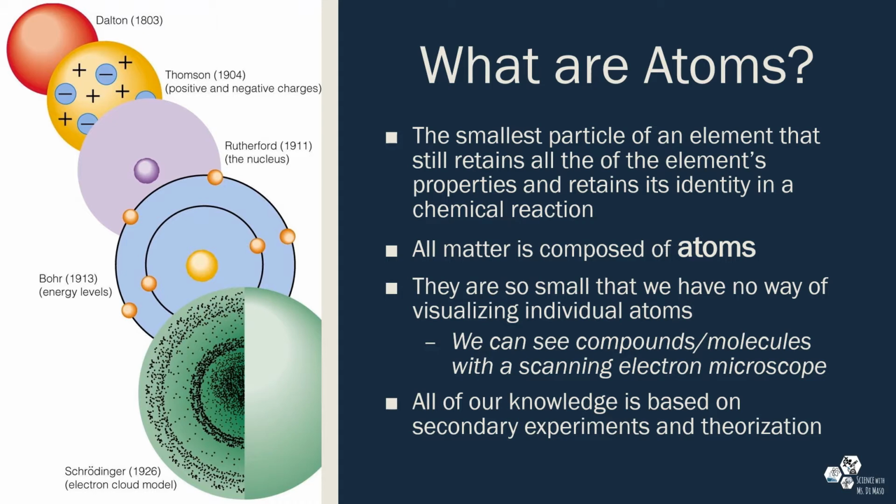They're so small, though, that we have no way of visualizing them. Yes, we can see compounds and molecules now with very powerful scanning electron microscopes, and there was a first image of an atom very recently published in the past year or so. But we can't really visualize them on a scale that makes any sense to us. They're still these blurry images that don't really help us when we're studying them. So all of our knowledge is based on secondary experiments and theory.